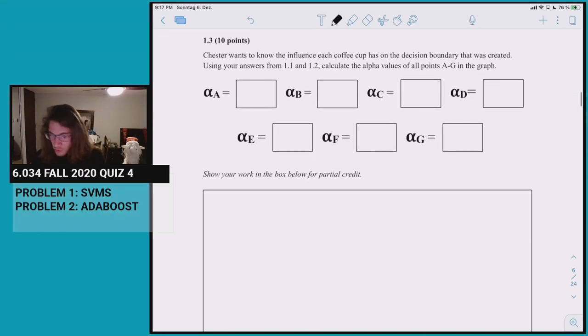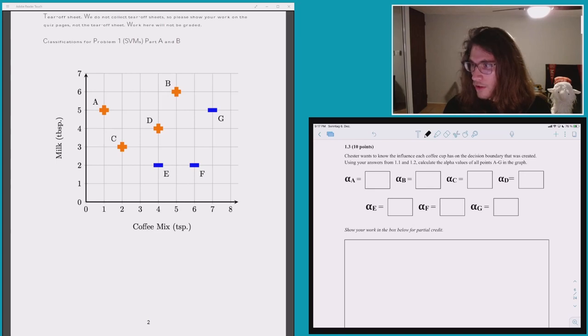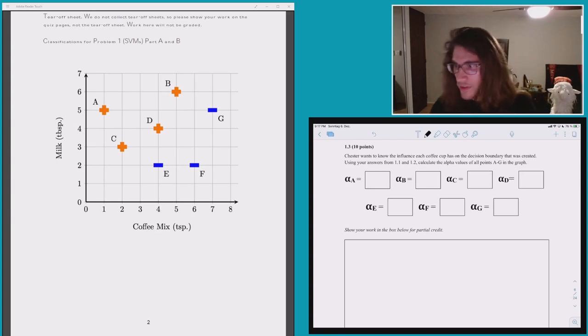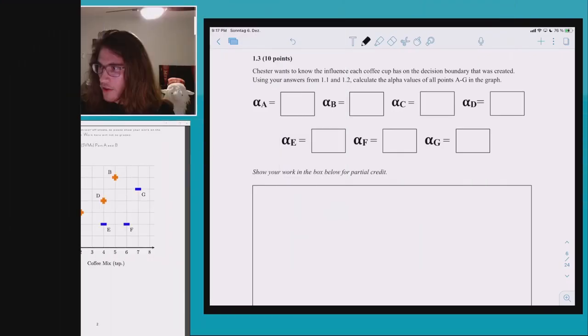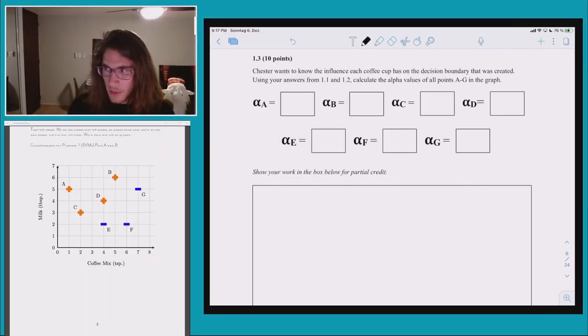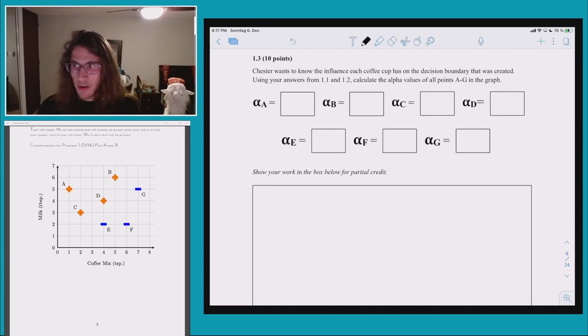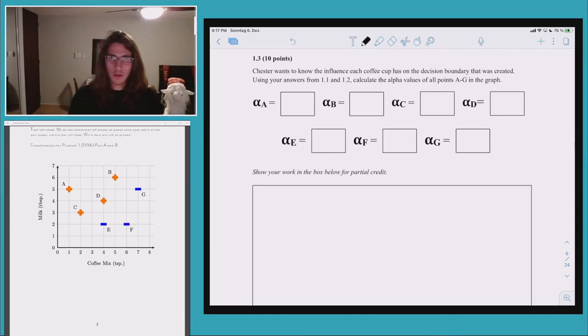And now, the usual follow-up to this type of question is to calculate the alpha values. I am going to go ahead and switch to a view where I can also see the graph on the right. Okay, yeah. So I can see the graph on the right, and this would be better because there are a lot of numbers that are going to be floating around. This is the tear-off sheet that was included in the quiz. I don't have a way of writing on it right now, so we'll have to do with it as it is.